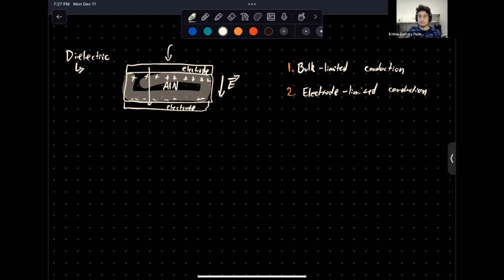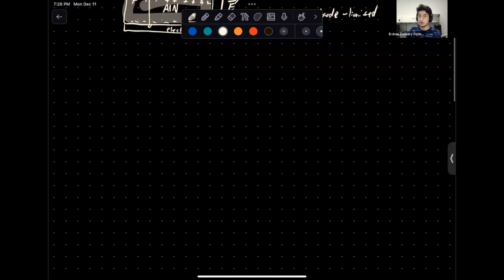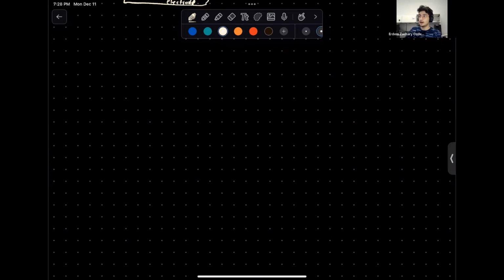And these will obviously be dominated by different mechanisms. And so whatever is limiting the conduction is going to be what controls it ultimately. Similar to a reaction, whatever is reacting slowest is what's going to drive the rate of the reaction. You can think of it that way. And so first off, we can look at our bulk limited conduction mechanisms. And there are a variety of them.